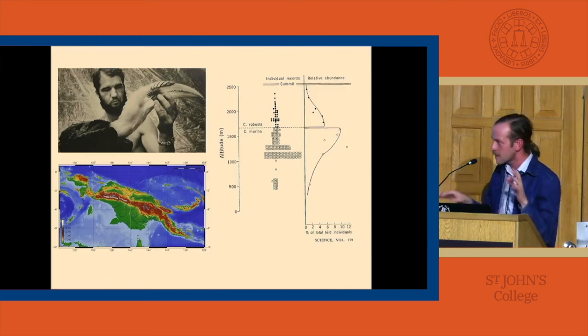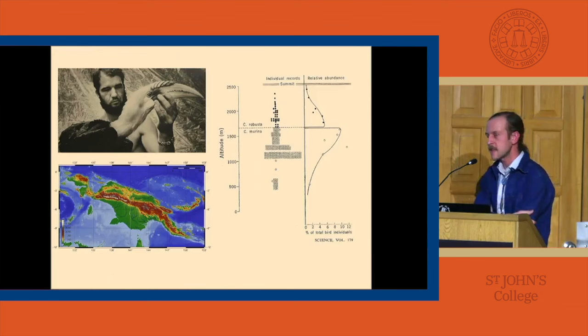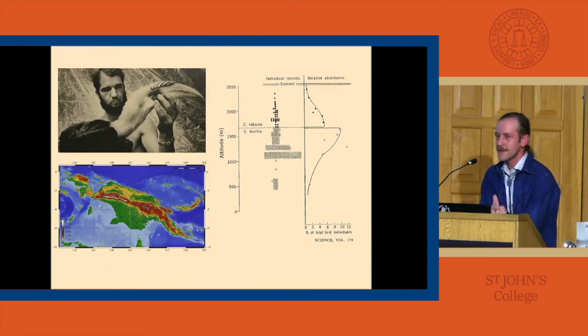Diamond starts going to New Guinea in the 60s, quickly becomes obsessed, and becomes really interested in this question of why different bird species are not found from sea level to mountaintops, but instead have very narrow elevational ranges. And to try to solve this problem, he begins to catch birds in nets up and down mountainsides. And this is what I've illustrated on the right-hand side of this slide. So each of these dots is a bird positioned on a y-axis of altitude that he has caught in a net.